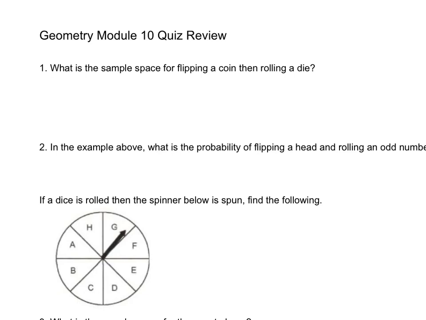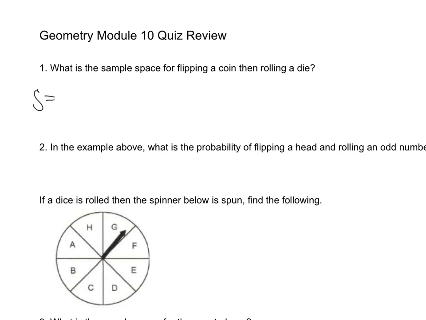Going through the topics from Module 10 in order to get ready for the Module 10 quiz. So problem 1 asks us to list the sample space for flipping a coin, then rolling a die. And we're typically going to be talking about a 6-sided die.